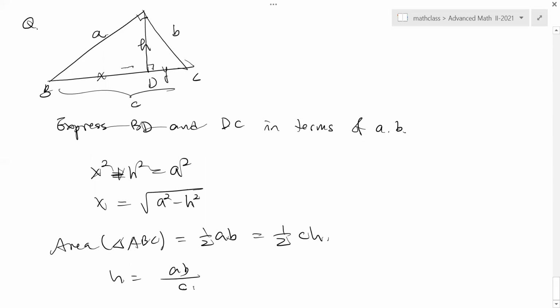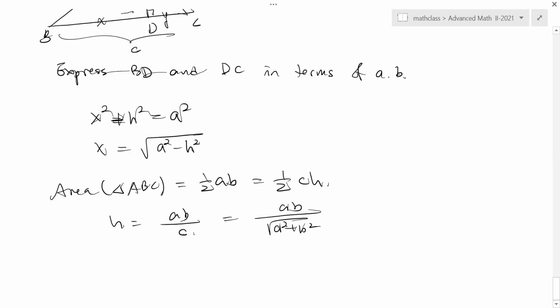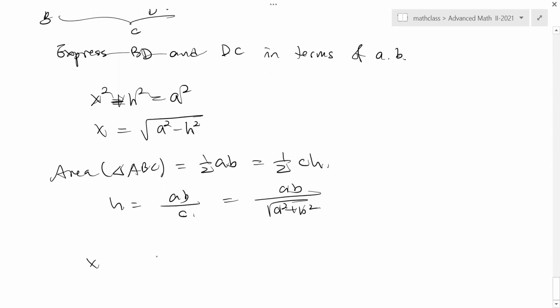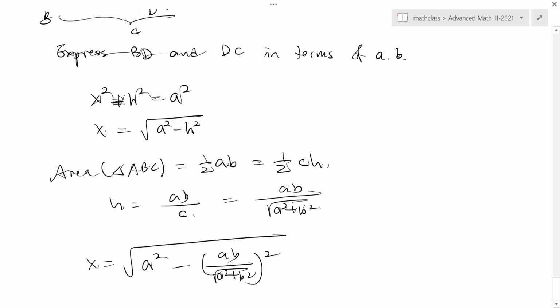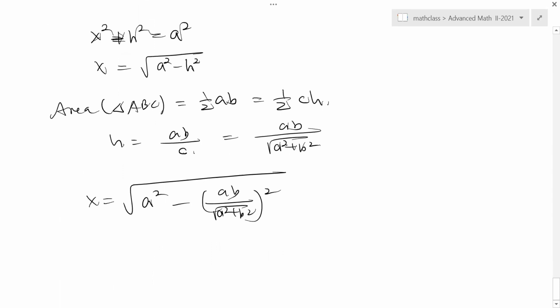Okay, now what is C? C is the square root of A squared plus B squared. So once you find H, then you can find the X. Okay, so let's find X. All right, so that's it. This is the formula. You can simplify it, and after you simplify, you get a nice formula.